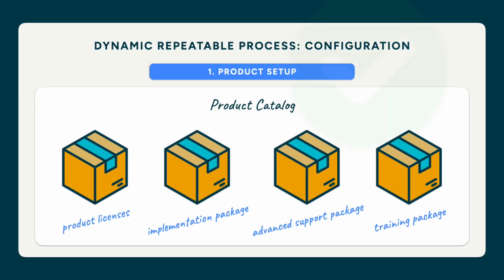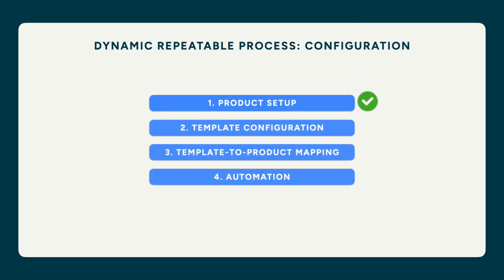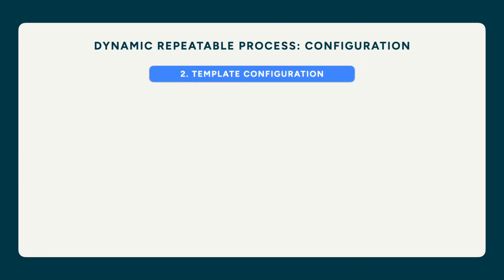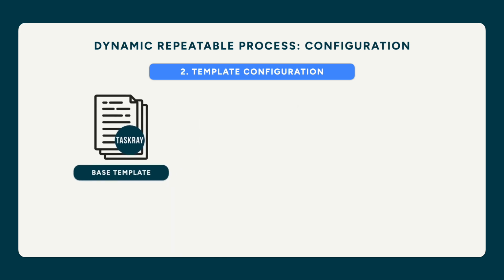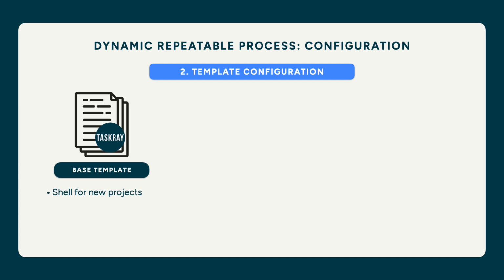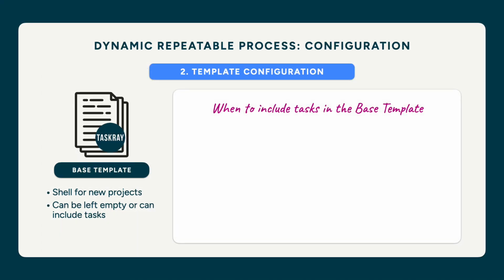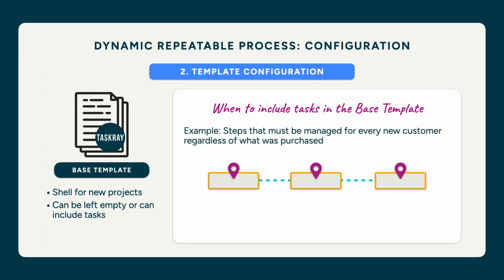Once the product catalog is defined, the next step is to create the necessary TaskRay templates in the template hub. For the dynamic repeatable process, you will need a couple of templates, the base template and the product template. Both are required for this configuration. Think of the base template as the shell for new projects. Depending on your use case, you can either leave the base template empty or you can add some tasks to it. Adding tasks to the base template could be helpful if certain steps must be managed for every new customer, regardless of what was purchased.